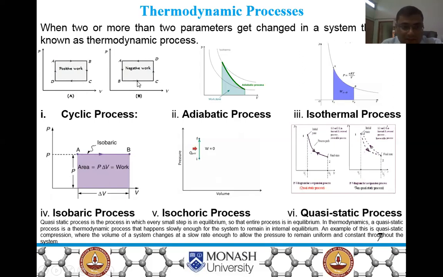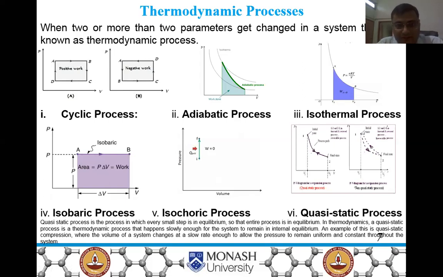And if it is going from A to B to C to D to A in anti-clockwise manner, then it will be doing negative work, and it is coming from initial state A to final state A. So it is cyclic process. Okay. Now adiabatic process. In adiabatic process, delta Q is zero.